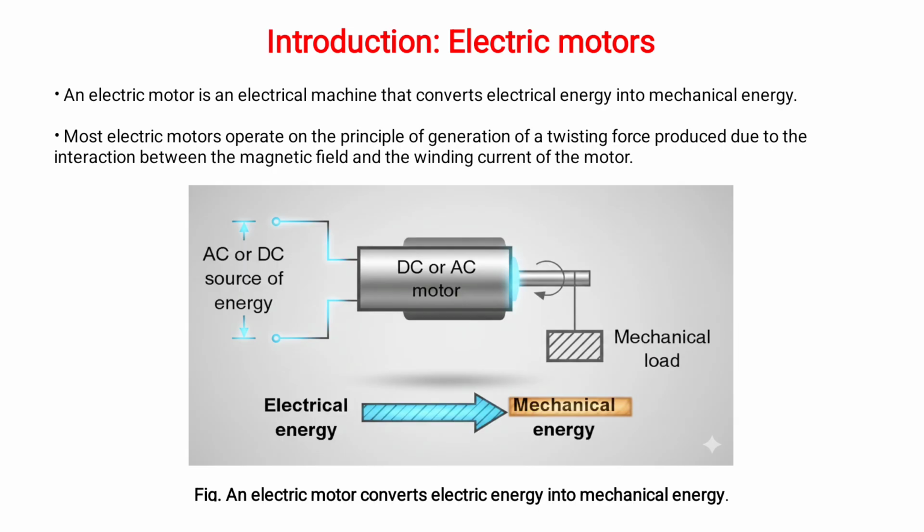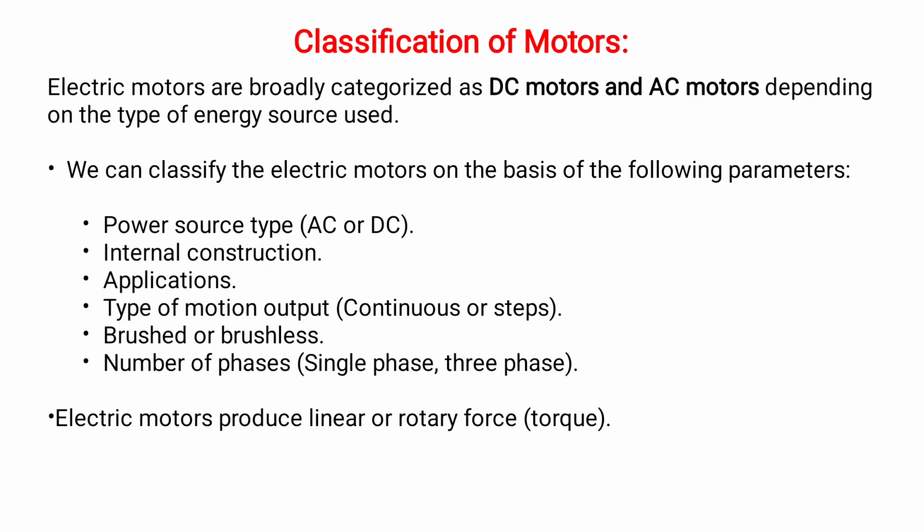And that is called an electrical motor, okay? Most electrical motors operate on the principle of generation of twisting force. Twisting force means the rotor rotates, so it gives the twisting force at the output side. Why does it produce the twisting force? Because of the interaction between the magnetic field and the winding current of the motor. You can see the diagram and the basic principle of that electrical motor.